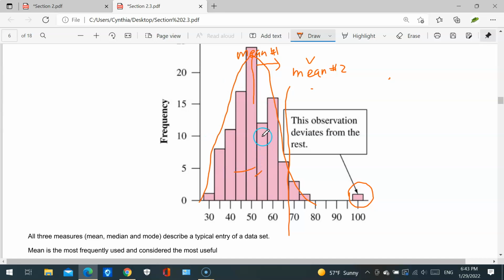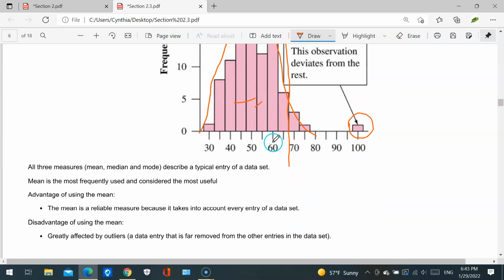So we have to prevent this when we have the outlier. What can we use as a better tool to analyze our data? When we look at the center, all three measures, mean, median, and mode, can describe the center. Mean is the most frequently used and considered the most useful.